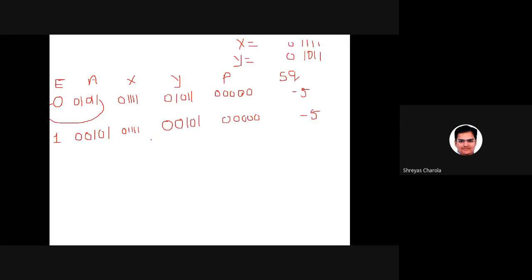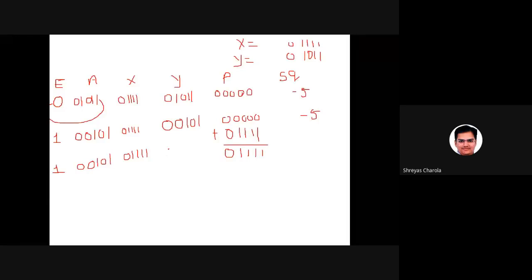What we have over here, the E value is 1. So I need to do P, the value of P is 0, plus, what is the value I need to add? P plus X. That is 0, 1, 1, 1 and 1. What is the answer I will get? 1, 1, 1, 1, 0. And the rest of the bits I am writing as it is for now. 0, 1, 1, 1 and 1, 0, 0, 1, 0, 1, and the sequence counter is still -5.